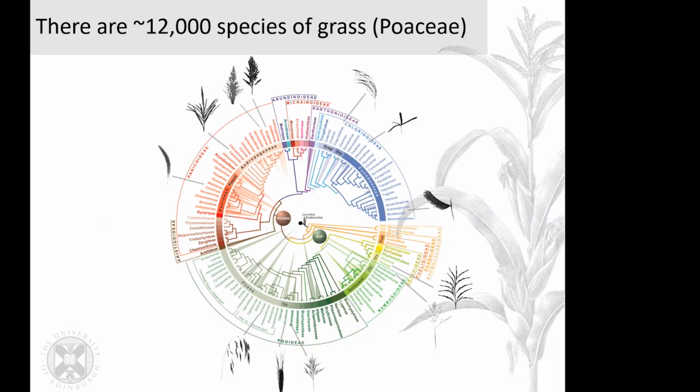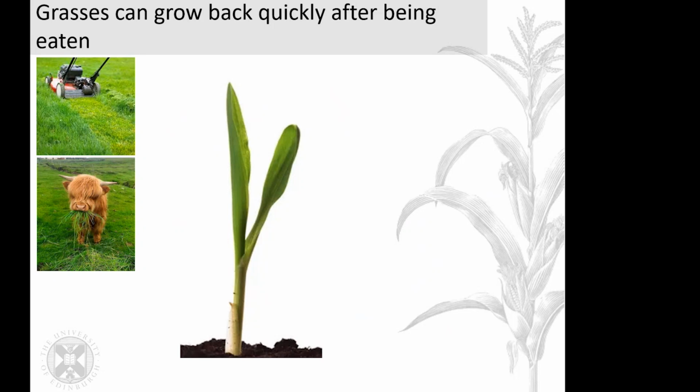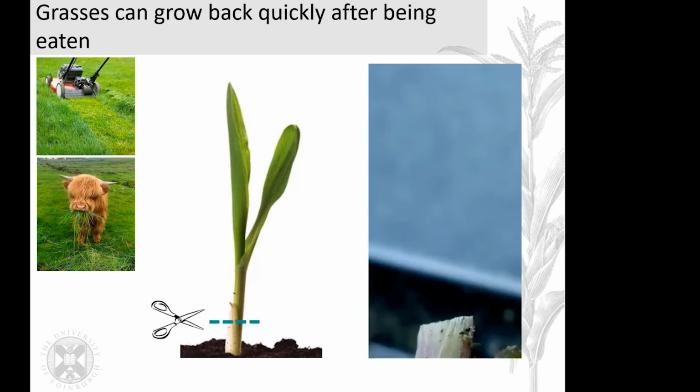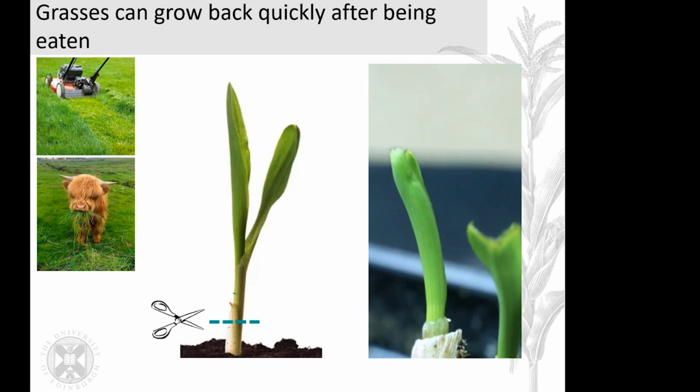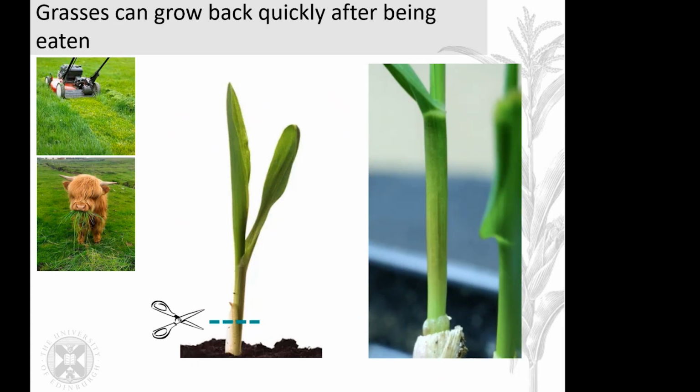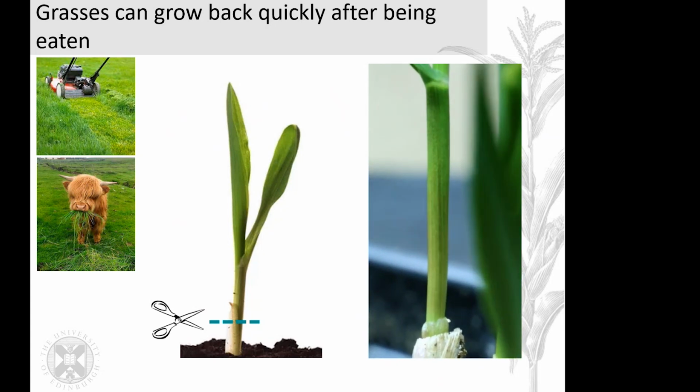So how have they become so successful? What features are so important for them? Well, one theory comes back to the fact that grass keeps growing. So if you cut a grass seedling here, this is what you'll see over the next couple of days. You can see rapid growth of new leaves. And this happens much, much faster than you would see if you cut, for example, a tree branch off. It's not going to produce its branches very quickly, but grasses can do this in a couple of days.